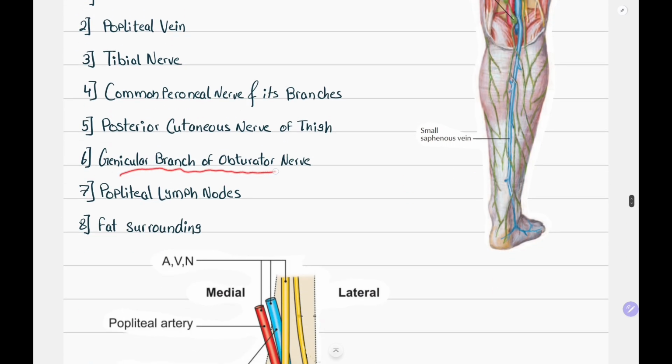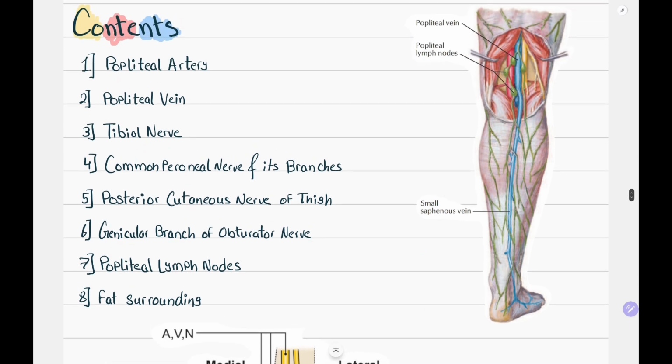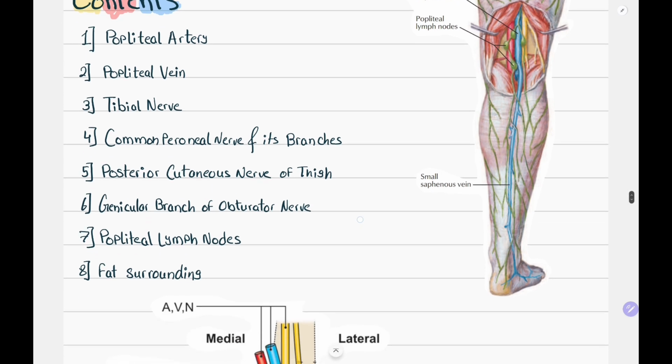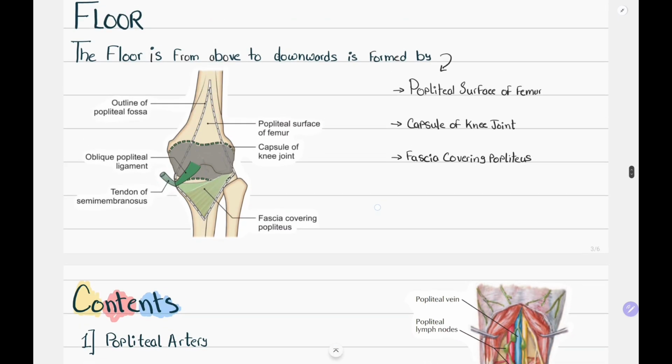Genicular branch of obturator nerve. Genicular means, as I have already told you, something related to the knee, and the branch of obturator nerve also lies in the content of popliteal fossa. Popliteal lymph nodes, these are the popliteal lymph nodes which carry the lymph from the lower limb, and fat surrounding the leg.